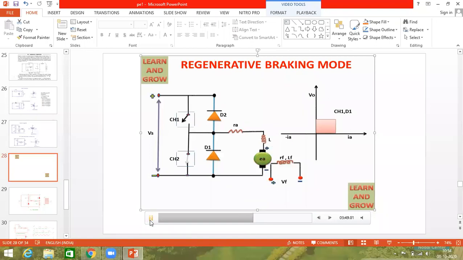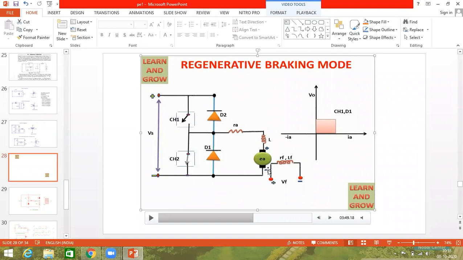Yes, as I mentioned, regenerative braking mode. When you apply the brakes to the electric train, the motor will act as the generator. Remember this point. Now, what is case 2? Regenerative braking mode or generating mode. When the back EMF of the motor is greater than the supply voltage, the motor will act as a generator and energy is transferred from load to the source. During this condition, chopper 2 is on and chopper 1 is off.